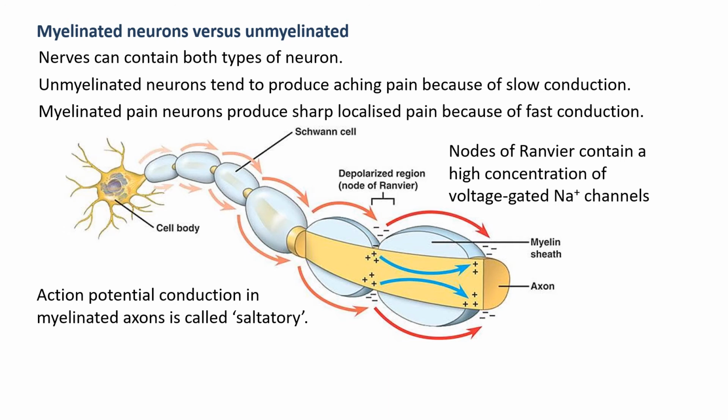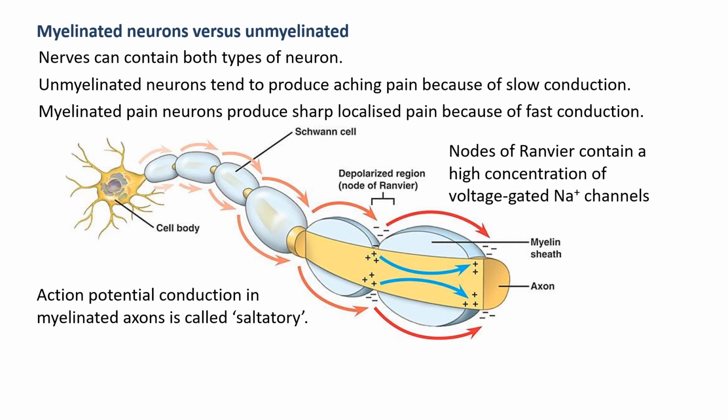Now, within those, we have a high concentration of voltage-gated sodium channels. We're going to have potassium channels and pumps as well. But all of the action is concentrated in that little node of Ranvier between the sheaths of myelin. So what happens is the action potential, the myelin is insulating, so the action potential skips from node of Ranvier to node of Ranvier.